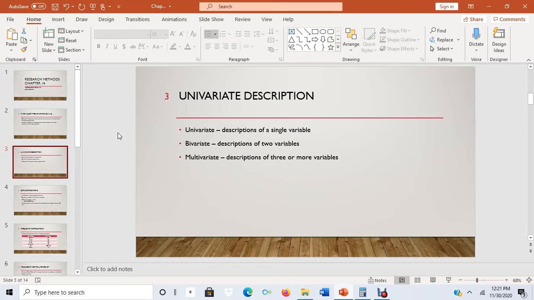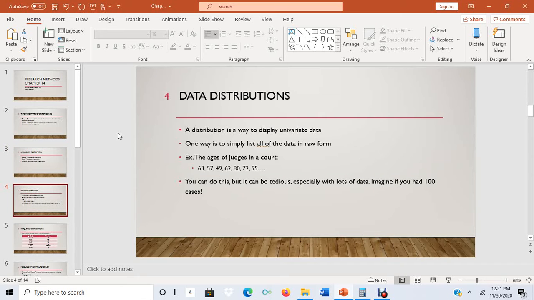Okay, so this is pretty easy stuff. When we're describing the characteristics of a variable, just remember univariate, we're only talking about one variable. Bivariate, we're talking about two variables. Multivariate, we're talking about three or more variables. So we'll talk a little bit now about data distributions.